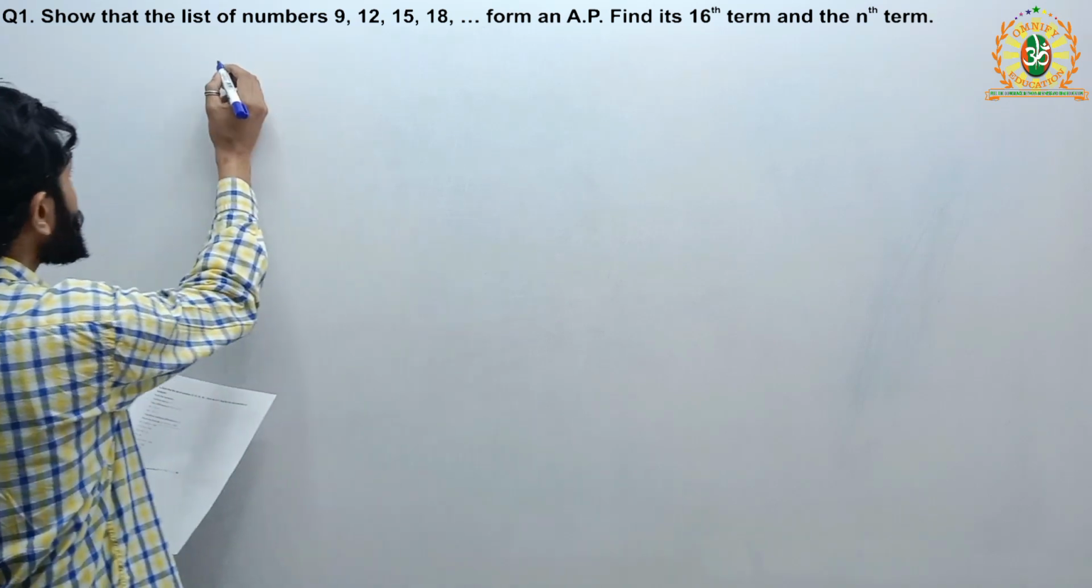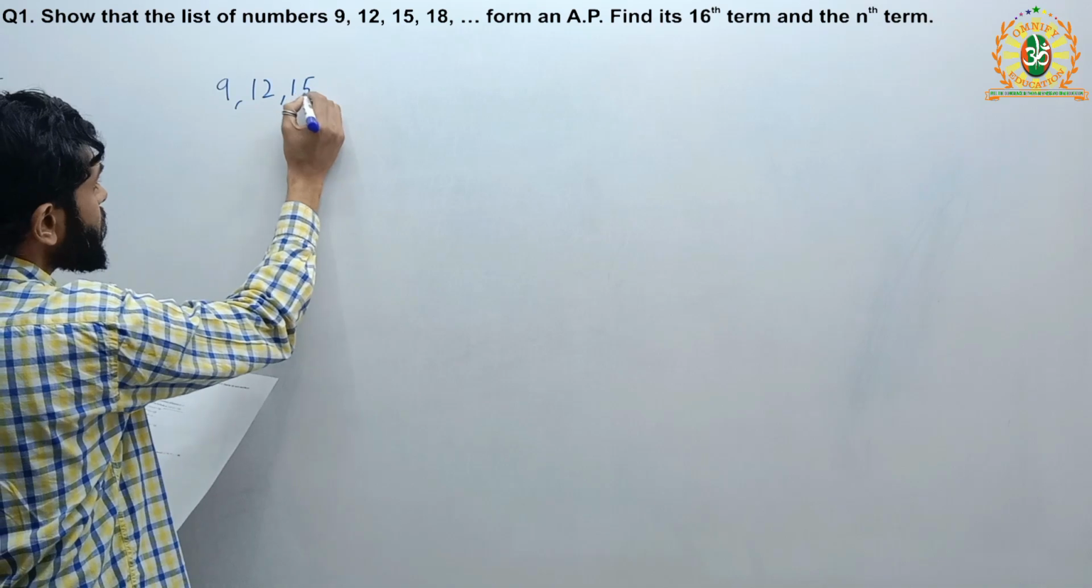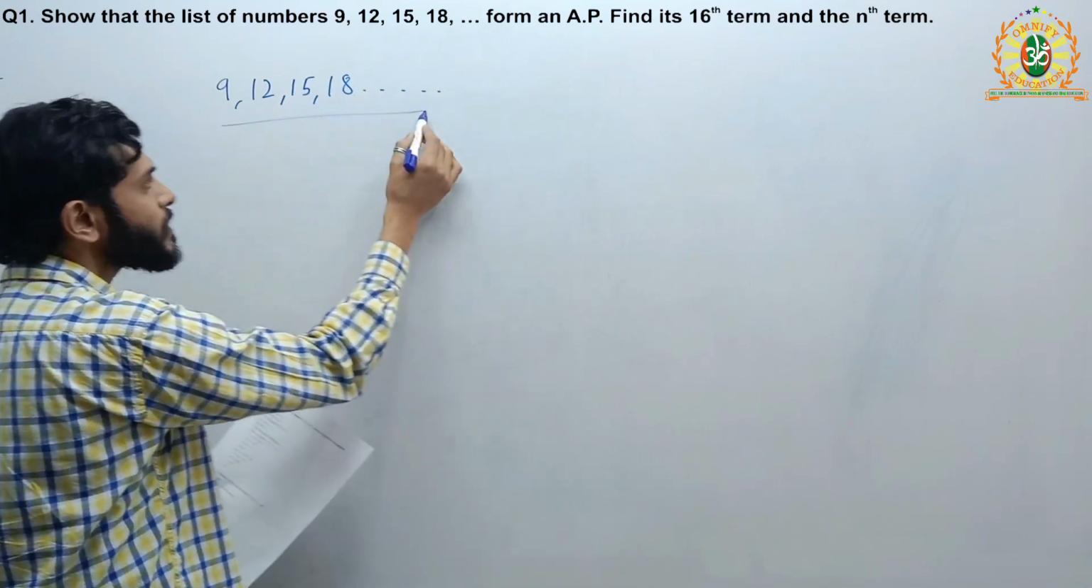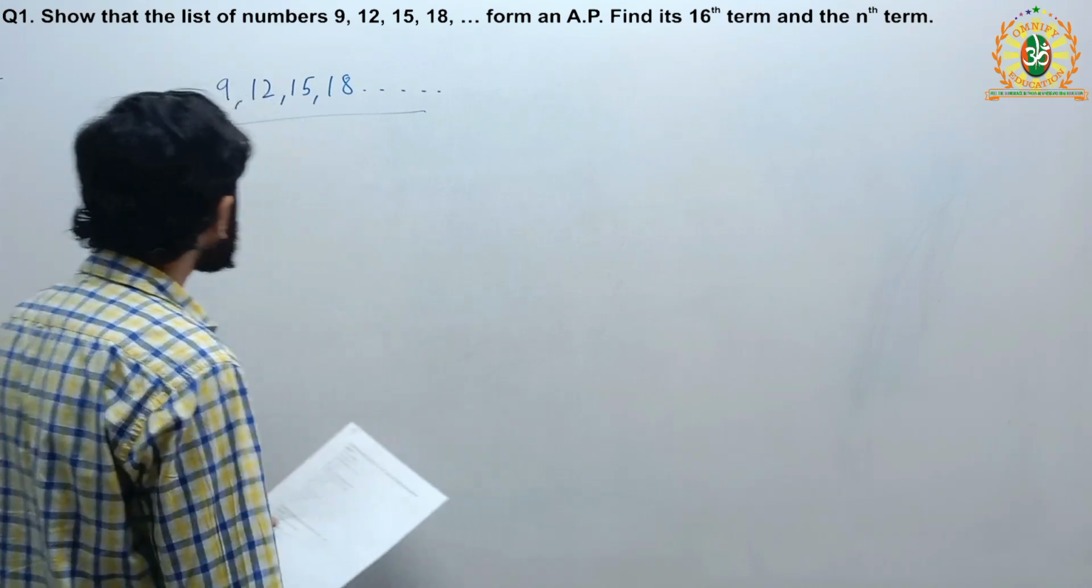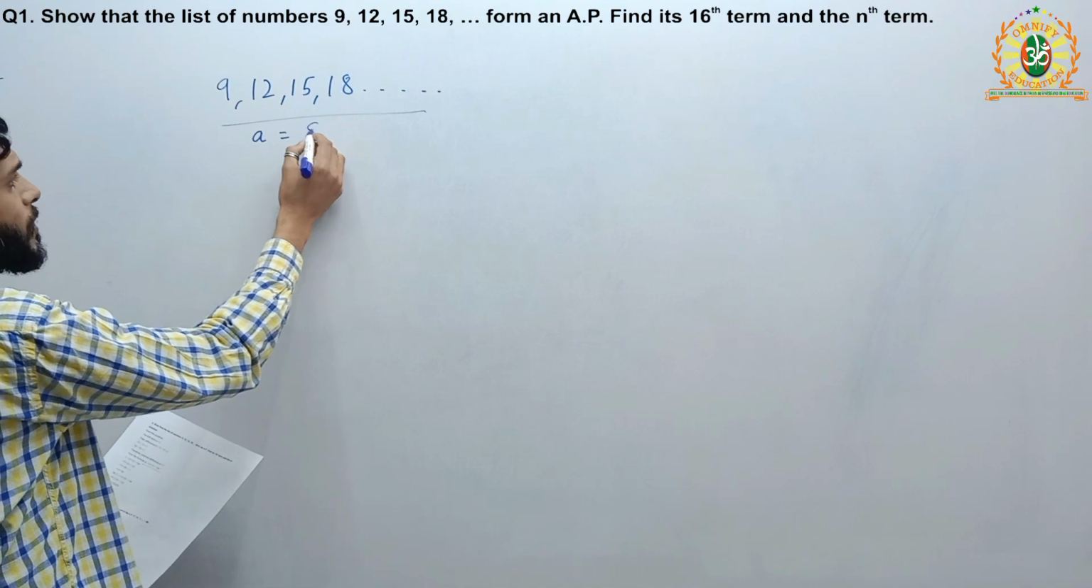So now we have been given 9, 12, 15, 18 and so on. We have to determine whether these numbers form an AP or not. So first of all, a, what is a? a is the first term. So the first term is 9.